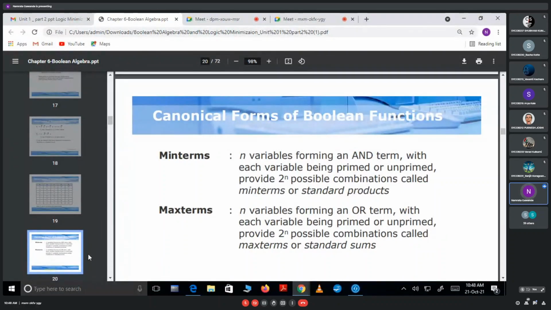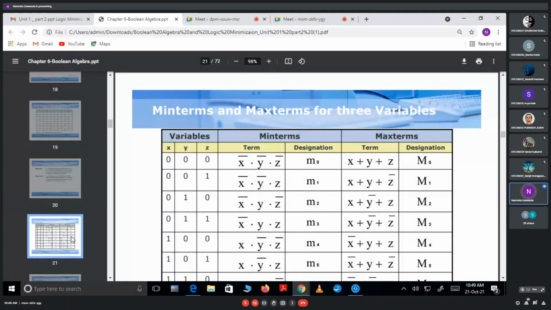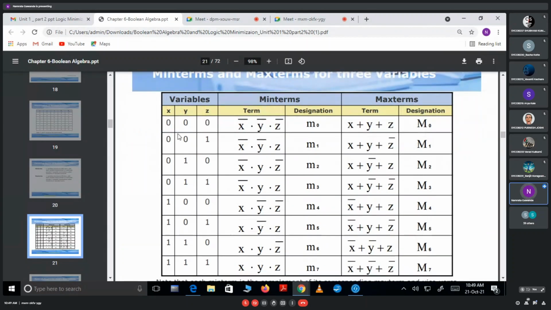See, min terms and max terms are the two forms always required in a Boolean function to calculate the sum of products and product of sums. I will tell you that also. Now, what exactly are min term and max term? Three variables means three literals, generally called literals. Variables x, y, z. All the possible combinations are taken, 0, 0, 0 to 1, 1, 1.